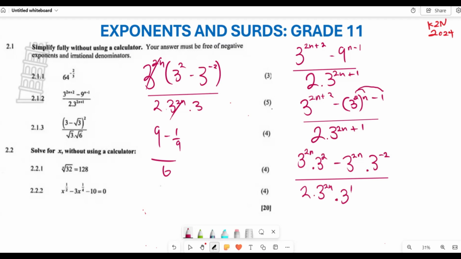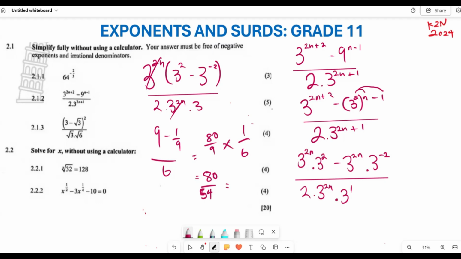When I do my 9 subtract 1 over 9, this is going to be the same as 80 over 9. This is now going to be done with what? Remember, I can change the division sign into a multiplication sign, but if I'm doing that, this is now 1 over 6. Now I'm going to say 1 multiplied by 80, this is 80, and then 9 multiplied by 6 is 54, if I'm not mistaken.